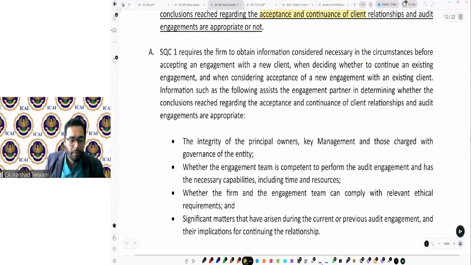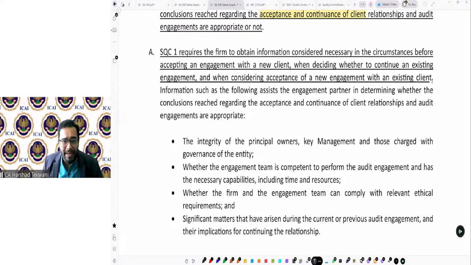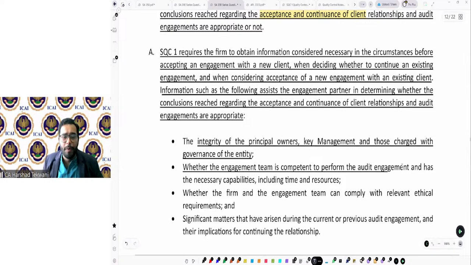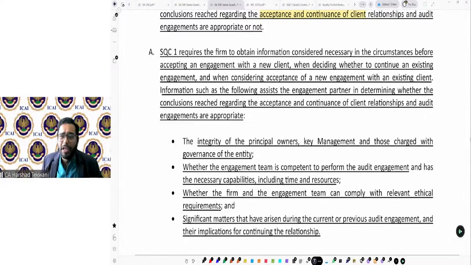SQC 1 requires the firm to obtain information considered necessary in the circumstances before accepting a new engagement with a new client, or when deciding whether to continue an existing engagement, and when considering the acceptance of a new engagement with an existing client. Information such as the following will assist the engagement partner in determining whether the conclusion reached regarding the acceptance and continuance of the client relationship and audit engagement are appropriate. Number one, integrity of principal owner, key management and those charged with governance of the entity. Whether the engagement team is competent to perform the audit engagement and has the necessary capabilities. Whether the firm and the engagement team can comply with the ethical requirements. Significant matters that have arisen during the current or previous audit engagement and their implications for continuing the relationship. These are examples of the four things that would help the engagement partner.